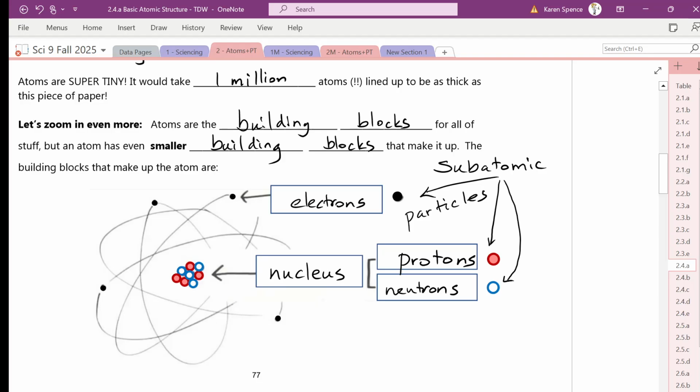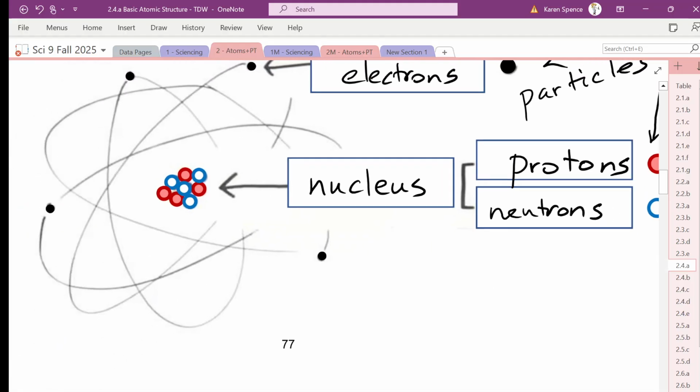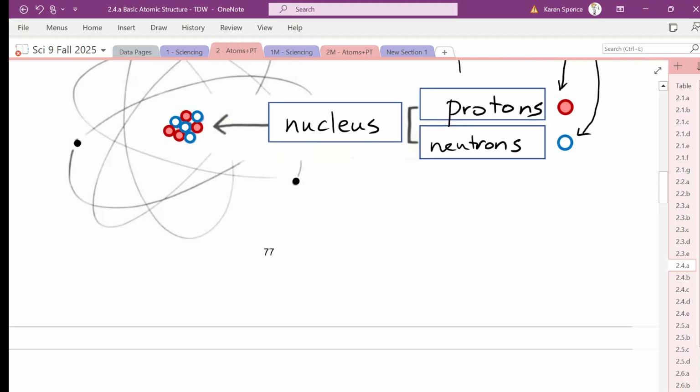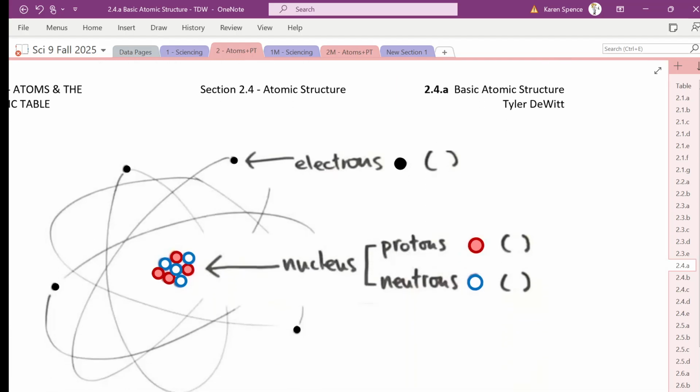And watch your spelling on that, and also watch your pronunciation. People have a tendency to mispronounce nucleus, but that's not it. All right, so we have our electrons, which are negative. We have our protons, which are positive. We have our neutrons, which are neutral.